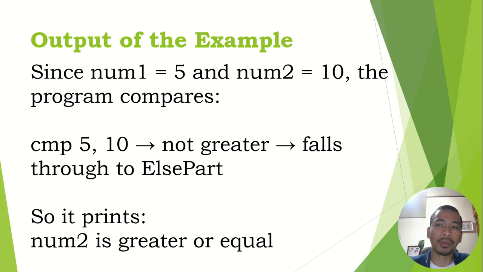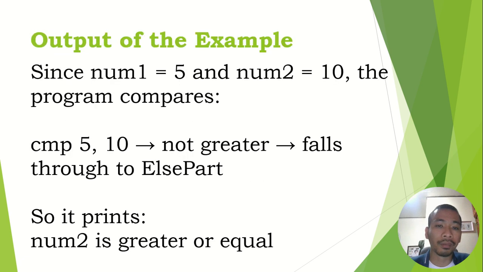So the logic, if we simulate: if 5 is greater than 10, automatically the answer will be false, and then skip. Those logic will fall to the else part. So it prints num2 is greater than or equal.